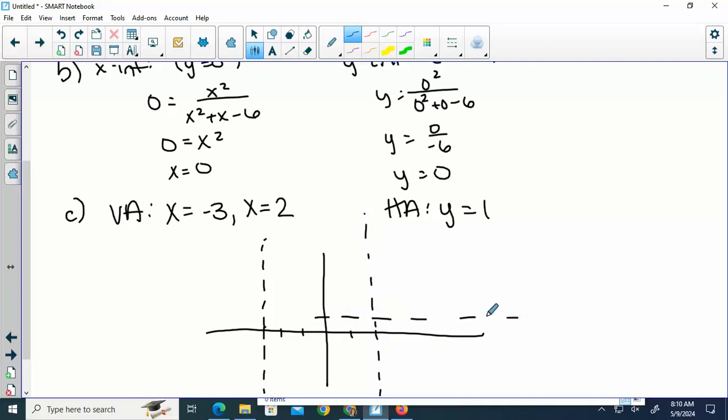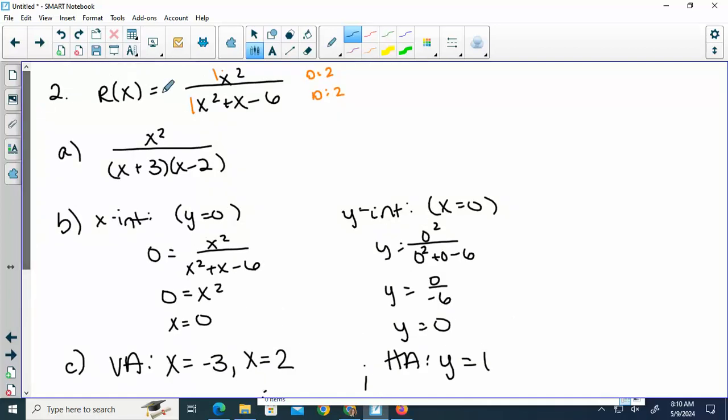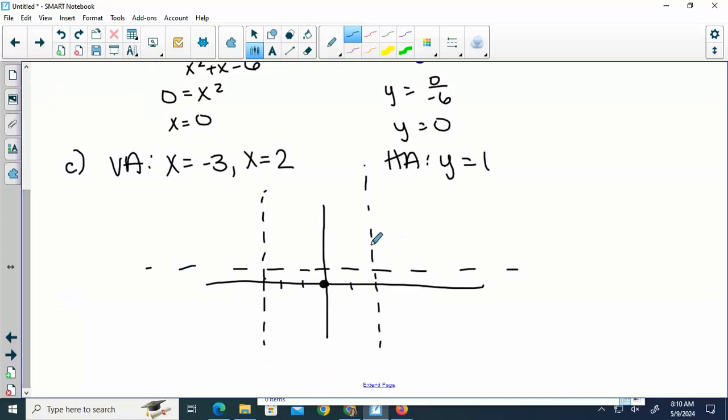Horizontal at 1. X and y intercepts were both 0. Then when you put this in your calculator, I always recommend going back to the original. Do parentheses around top and bottom just to prevent error, or use the fraction feature so you can make sure it's typed in exactly how you want it.